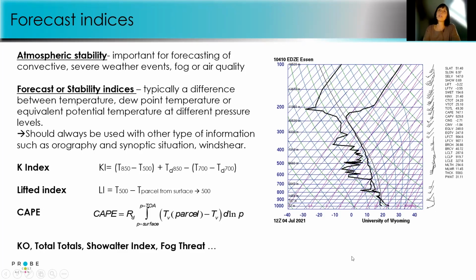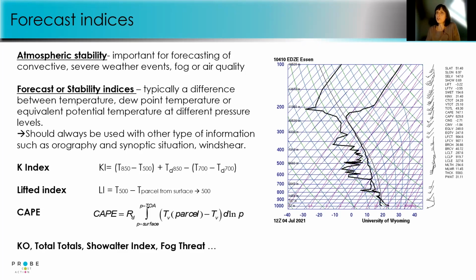And the last one is CAPE. It's a well-known index that gives the convective available potential energy of an air parcel that has been lifted from the surface to the level of free convection. Each index has an empirically determined threshold that divides all cases into stable and unstable.